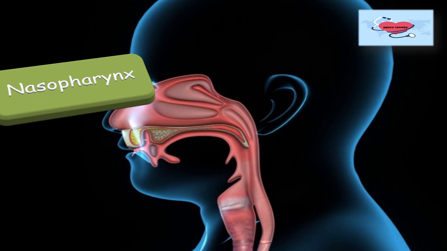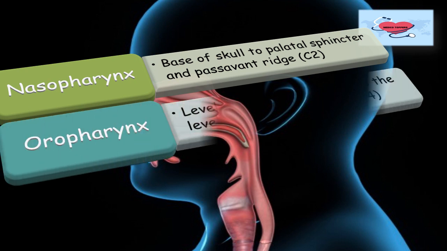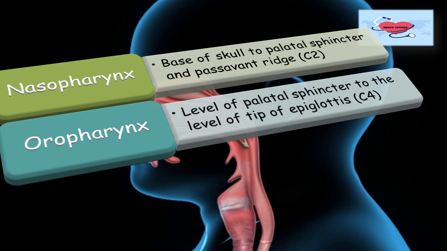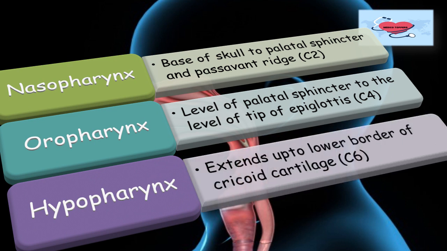How does it extend? The nasopharynx extends from the base of the skull to the palatal sphincter and Passavant ridge. Just try to remember Passavant ridge, this is one of the important MCQs. You can also remember the vertebral level, that is C2. The oropharynx extends from the level of the palatal sphincter to the level of the tip of the epiglottis. If you remember the image, it will be easy for you. The vertebral level is C4. Then comes the hypopharynx. It extends up to the lower border of the cricoid cartilage, that is C6. Just try to remember easily, these vertebrae are even in number: C2, C4 and C6 levels.